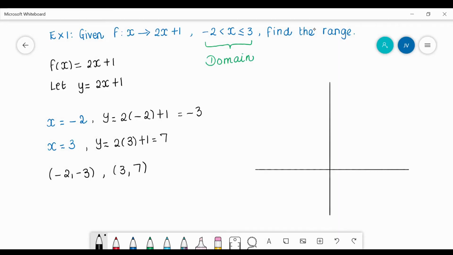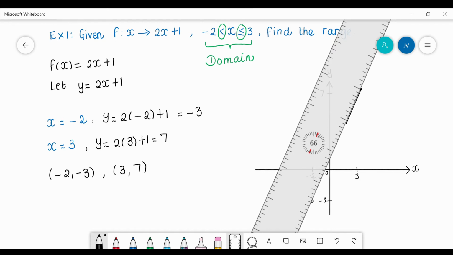Now we draw our axes, x and y, and then we plot the two coordinates, (minus 2, minus 3) and (3, 7). Since minus 2 is less than x, but it is not less than or equal to x, we use an empty circle to represent the coordinate (minus 2, minus 3). On the other hand, since x is less than or equal to 3, we use a filled circle to represent the coordinate (3, 7). Now we join these two points with a straight line.